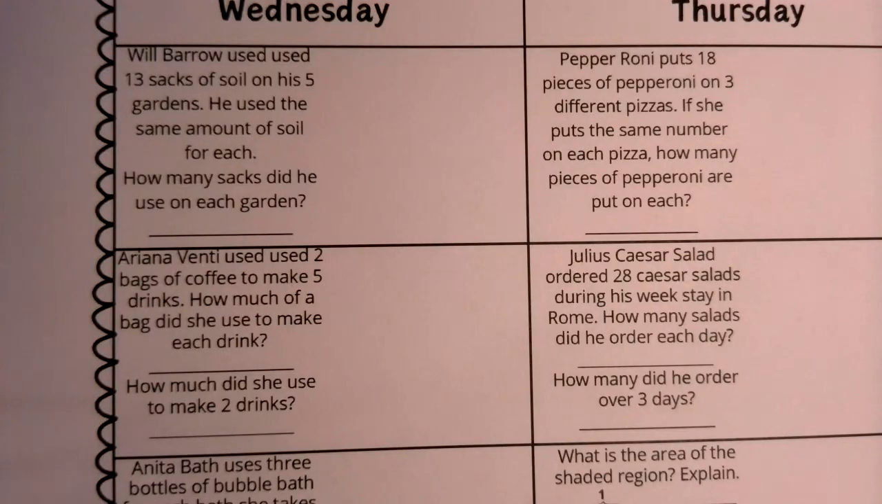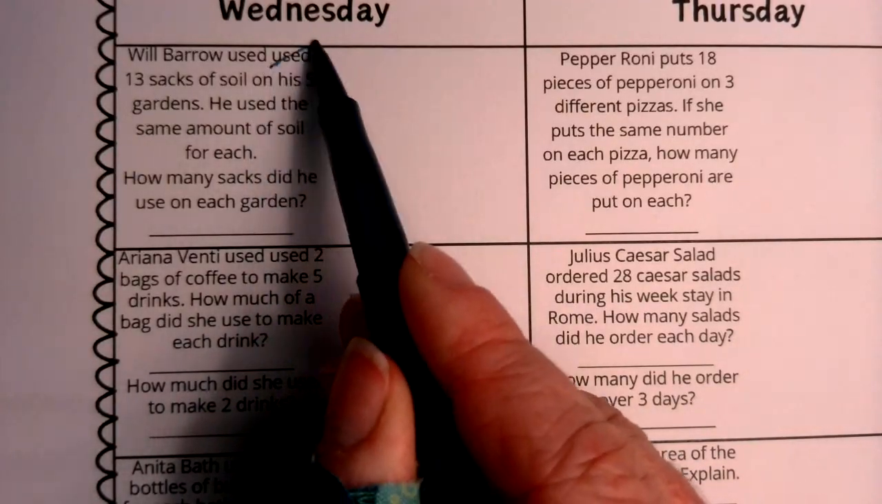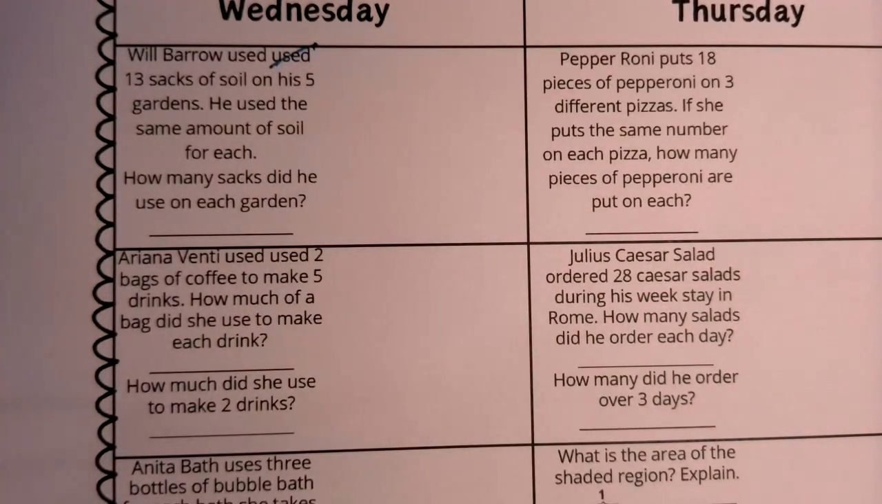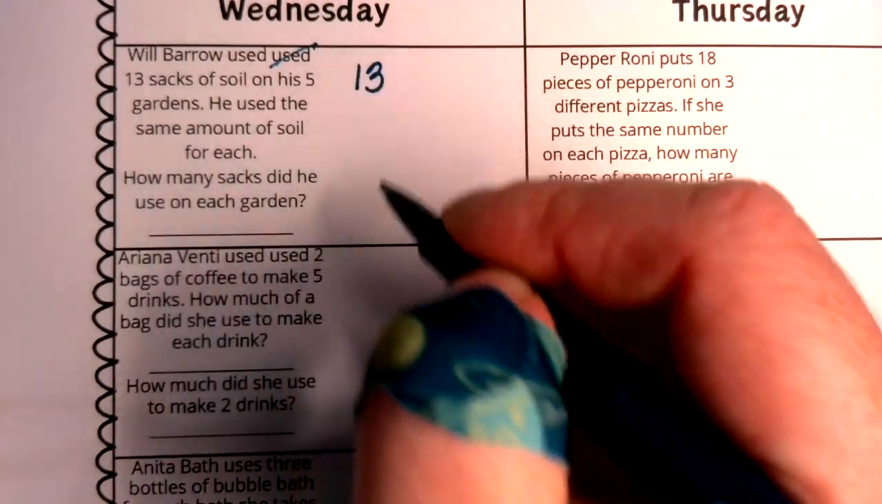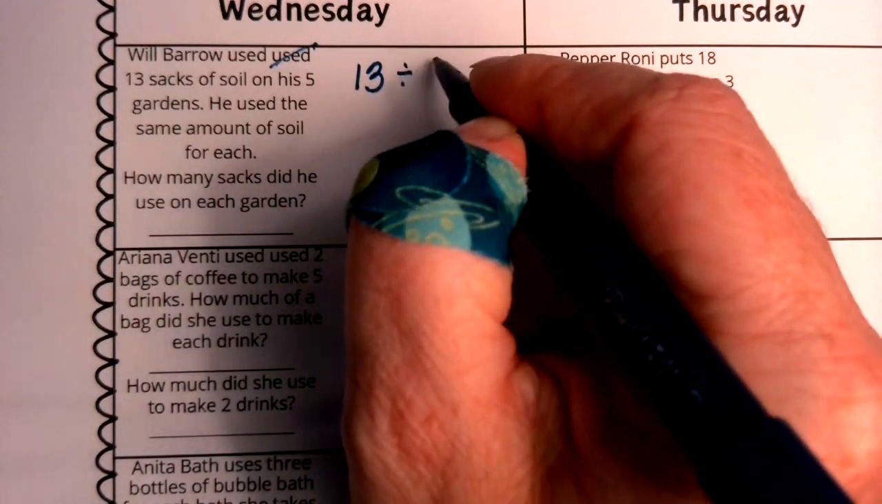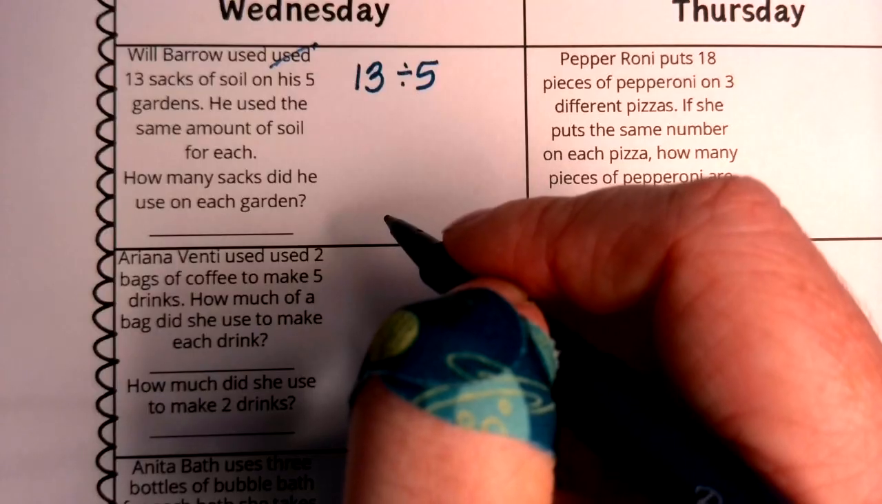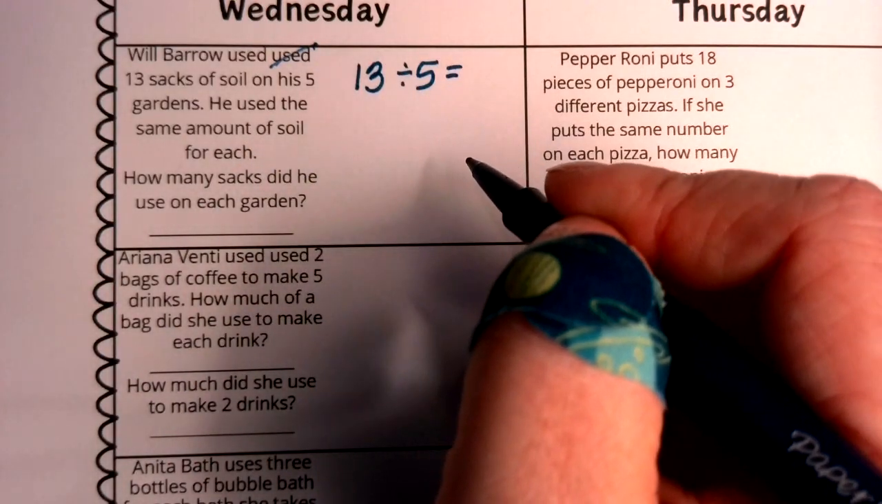Will Borrow used 13 sacks of soil on his 5 gardens. He used the same amount of soil for each. How many sacks did he use on each garden? Well, remember, he used 13 sacks of soil, and he used them on how many gardens? He used them on 5 gardens. So really, if we answer this, we're finding how much he used on each garden.